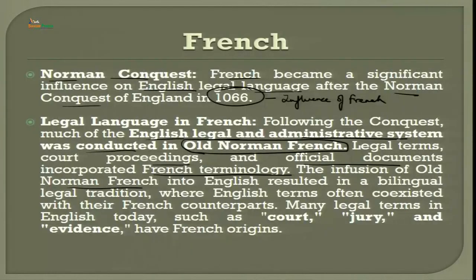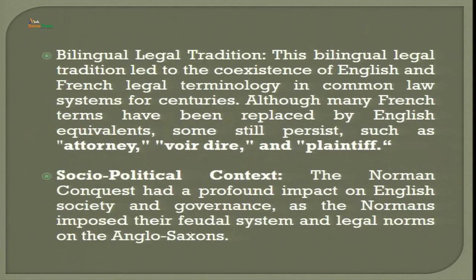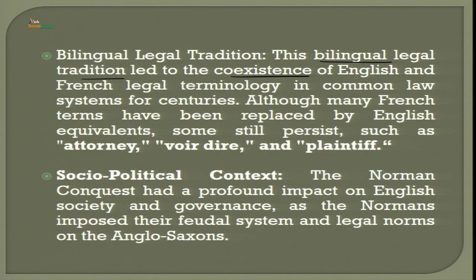This resulted in bilingual legal traditions where English terms often coexisted with French counterparts. Now what are they? Court, jury, evidence have French origins. I am going to come up with a table also of the same kind where you can understand the whole thing. So the bilingual legal tradition went on, where on one hand French was there, on the other hand Old English was there. And before that, Old English and Latin was there. But it is almost an amalgamation of everything, a melting pot. So this bilingual legal tradition led to coexistence of English and French legal terminology in common law systems.